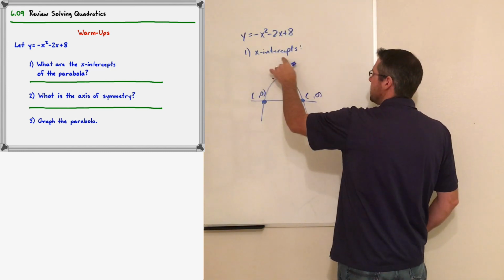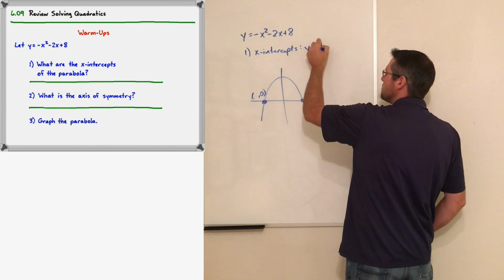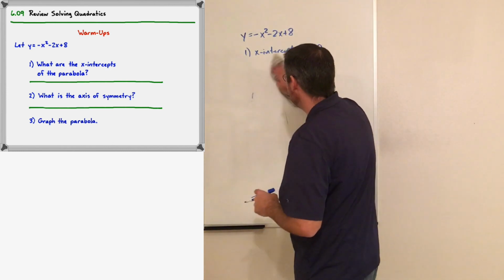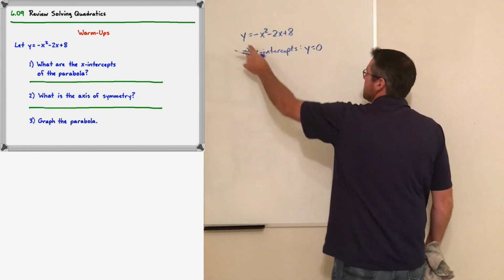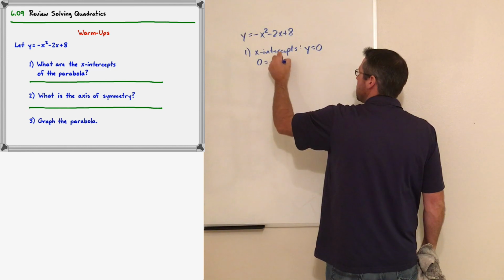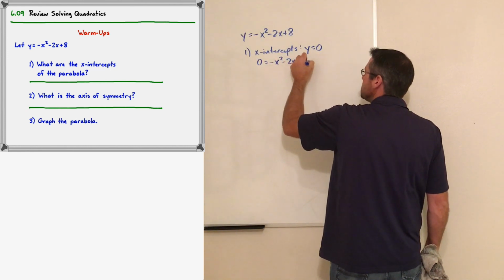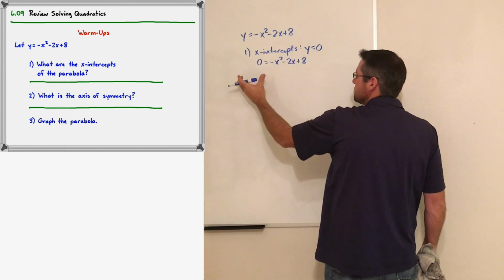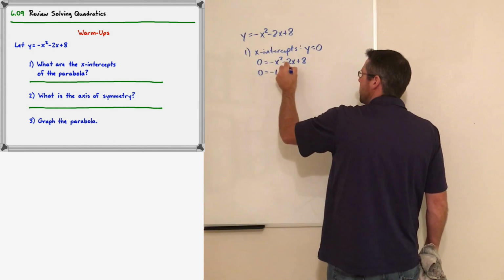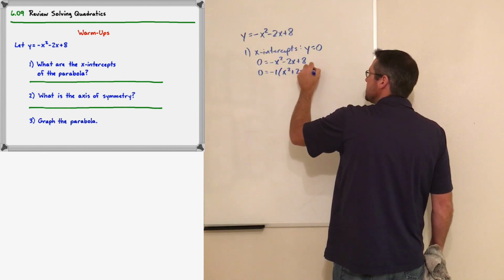So I'm going to write that down. The x-intercepts are when y equals 0. Now, to solve for those, that means we are going to set the y value equal to 0. So we get 0 equals negative x squared minus 2x plus 8. And then from here, we just solve it. I'm going to factor out a negative 1 here to see if this is factorable. So we end up with x squared plus 2x minus 8.